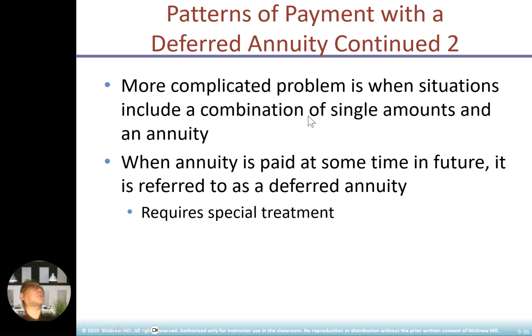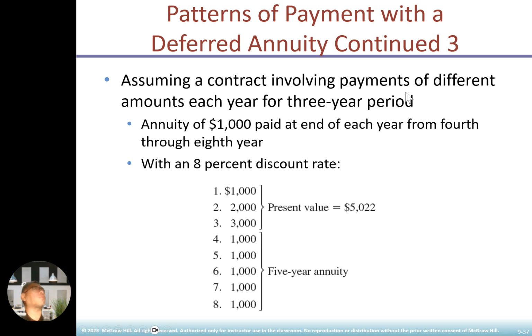Okay. A more complicated problem is when the situation includes a combination of single amounts and an annuity. When an annuity is paid at some time in the future, it is referred to as a deferred annuity. It requires special treatment. Assume a contract where the annuity is 1,000 paid at the end of each year from the 4th to the 8th year, with an 8% discount rate. So this is 1,000 all the way to year 8.